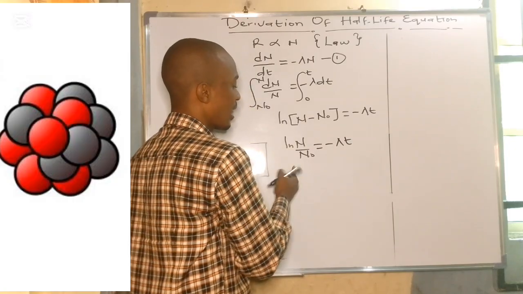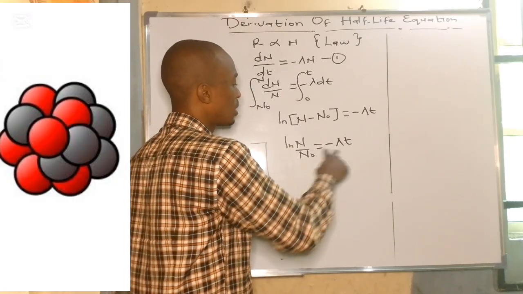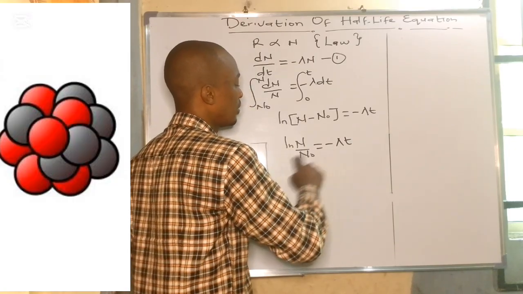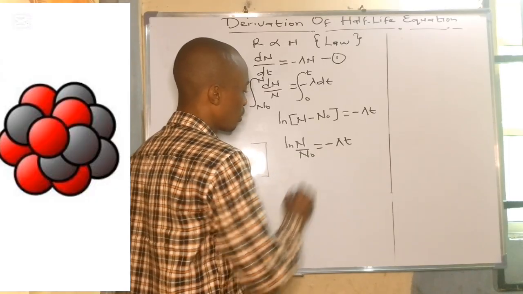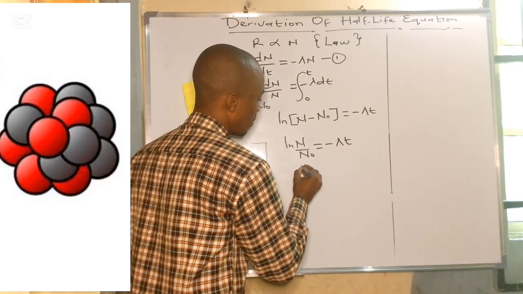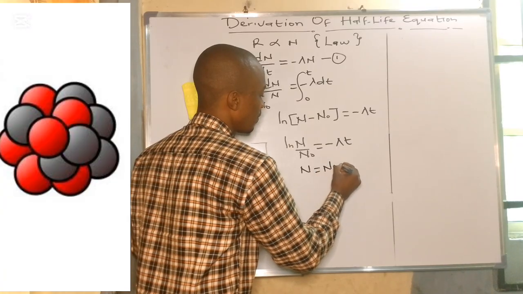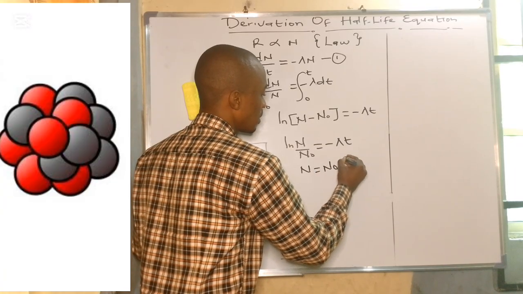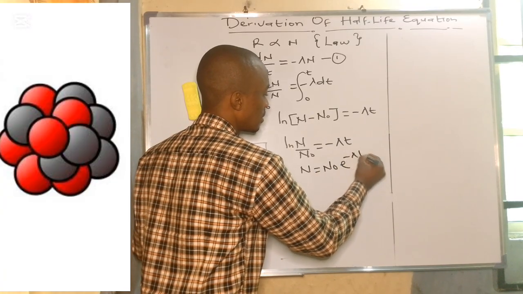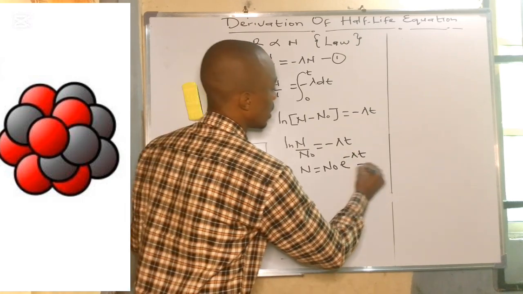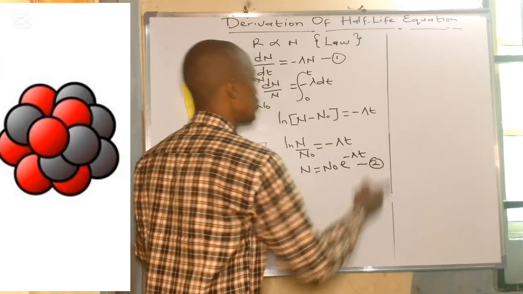If I simplify and exponentiate both sides of the equation, I'm going to have N equal to N naught e to the power of negative lambda t. So this is our second equation, but this is not the equation we're looking for.